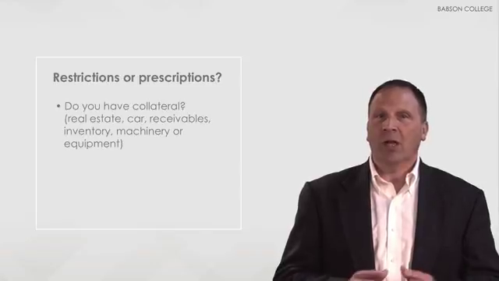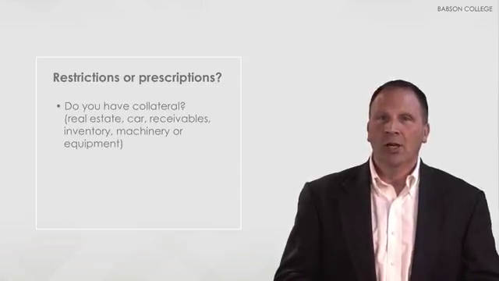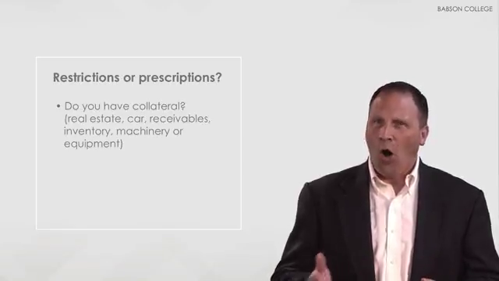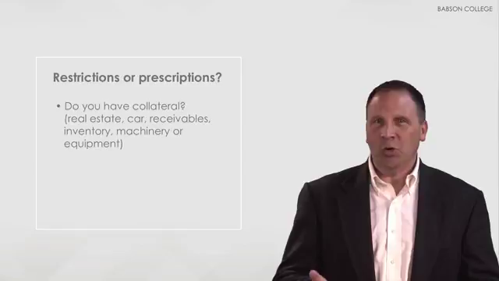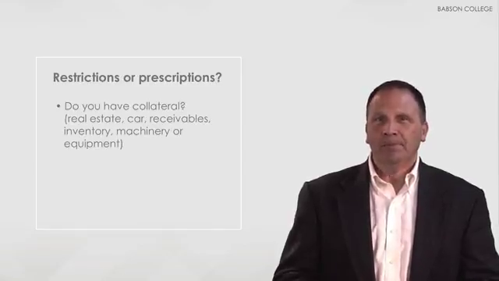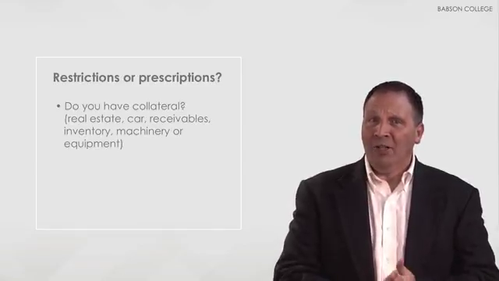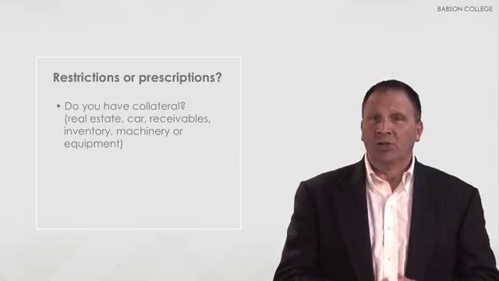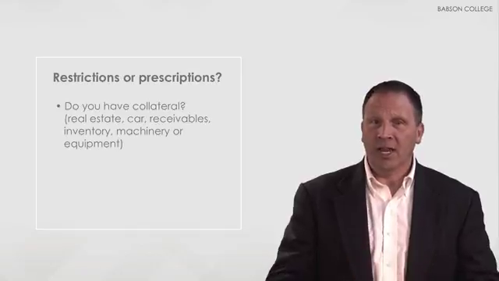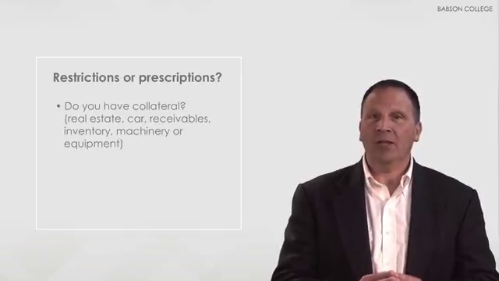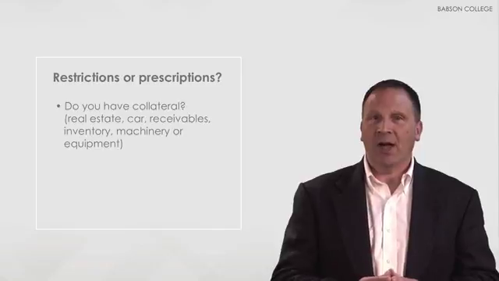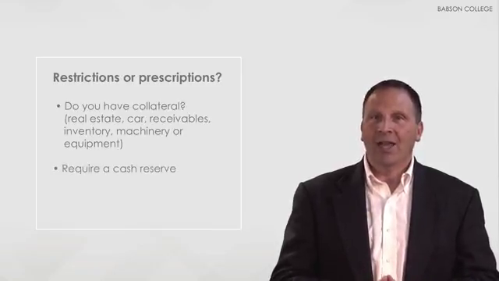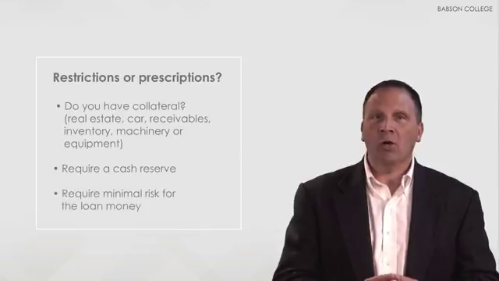Collateral just means that if the company has a problem paying the loan, then you as the lender could get the asset instead. Real estate, car, receivables, inventory, machinery, or equipment. Yes, you'd rather have the loan be repaid, but getting an asset is better than getting nothing. So generally, the existence of collateral dampens the risk of the company not repaying the loan. You might also specify that the company has to maintain a minimum amount of cash in the business and not take unnecessary risks with the loan money.